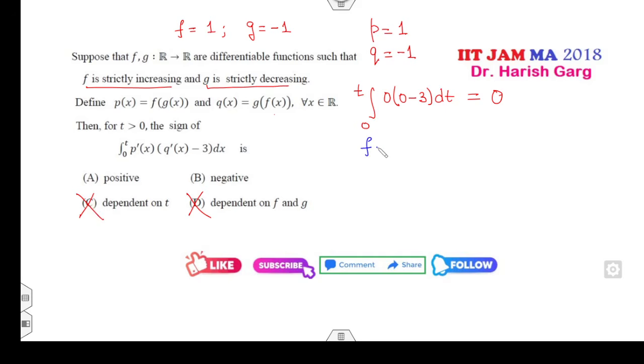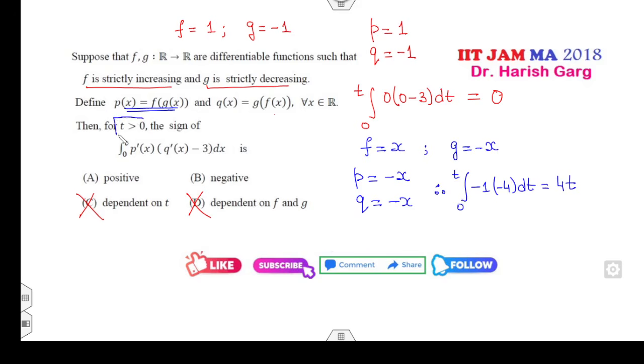Fine. Another example, any other increasing example, fx, g is minus x. Then what is the p? F of gx minus x, q is minus x. So if you substitute then the integration, minus of x, sorry, derivative will be minus 1. Minus 1 into minus 3 is minus 4. Fine. So that will be 4 into t because t is a positive number that is always greater than 0. So negative cancel. Only left behind is A, the right answer of the problem.